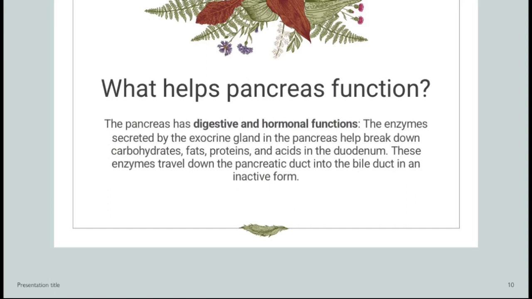What helps the pancreas function? The pancreas has digestive and hormonal functions. The enzymes secreted by the exocrine gland in the pancreas help break down carbohydrates, fats, proteins, and acid in the duodenum. These enzymes travel down the pancreatic duct into the bile duct in an inactive form.